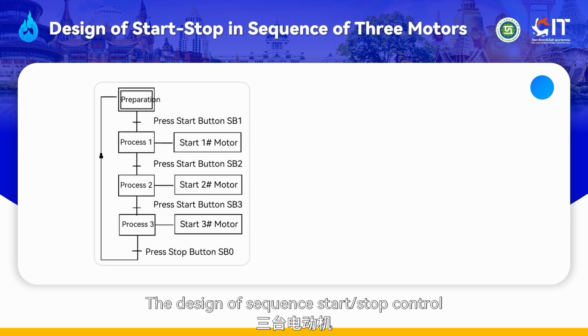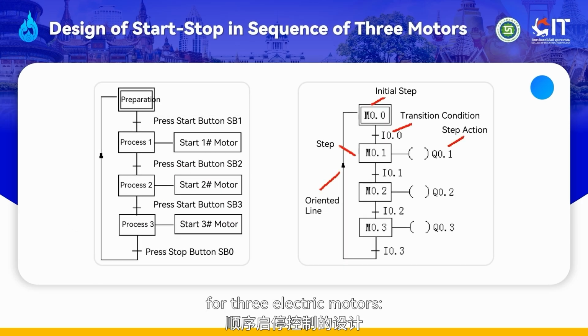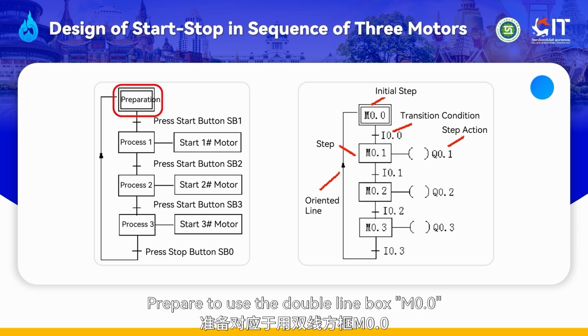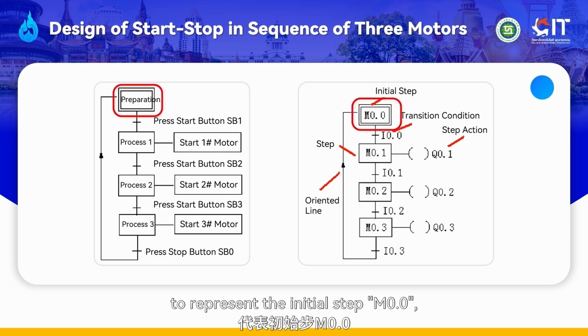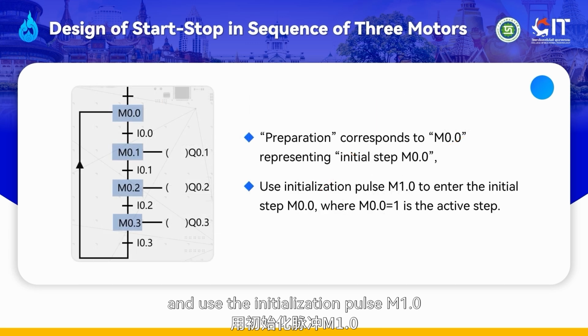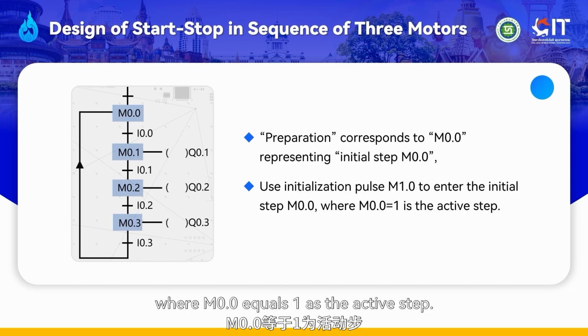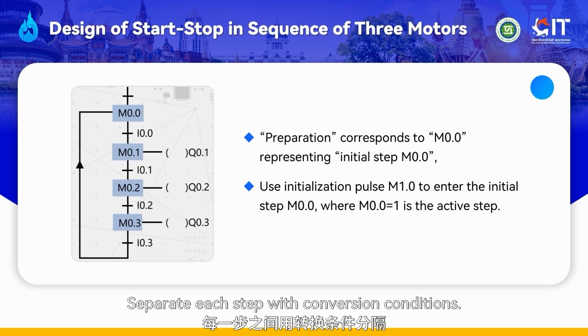The design of sequence stop control for 3 electric motors. This is a process flow diagram. Create a sequence function diagram based on the process flow diagram. Prepare to use the double line box M0.0 to represent the initial step M0.0, and use the initialization pulse M1.0 to enter the initial step M0.0, where M0.0 equals 1 as the active step. Separate each step with conversion conditions.